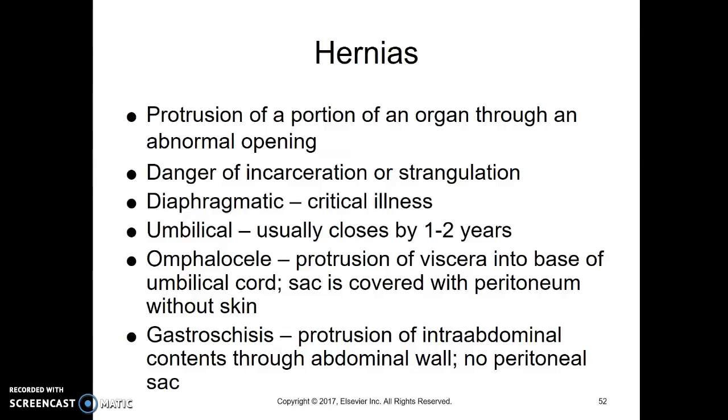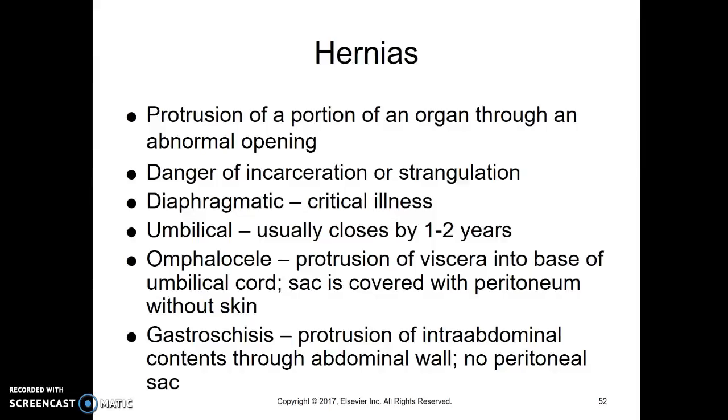A diaphragmatic hernia is when the intestines go above the diaphragm. So in utero, the intestines developed on one side where the lung should have been developing. And this is a critical illness that you're going to see right at birth. You're going to see respiratory distress because this baby has very little lung tissue developed, because the intestines are where the lung should be.